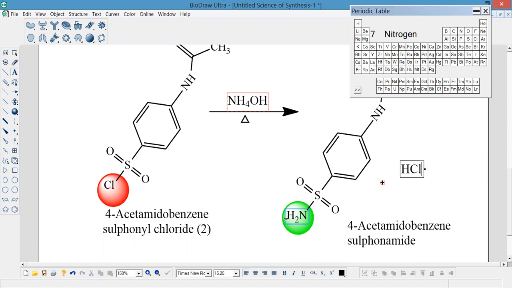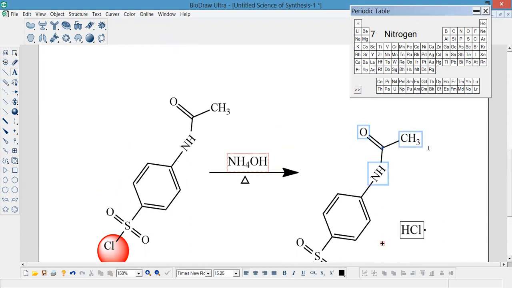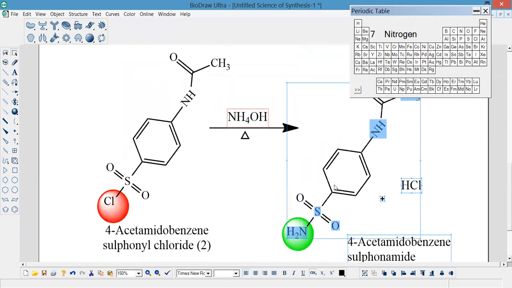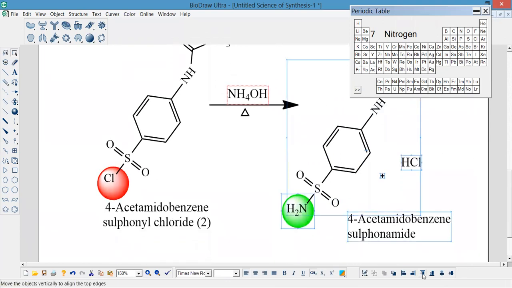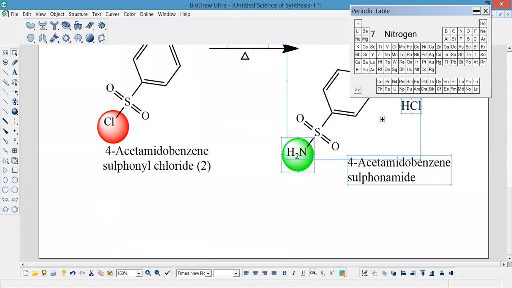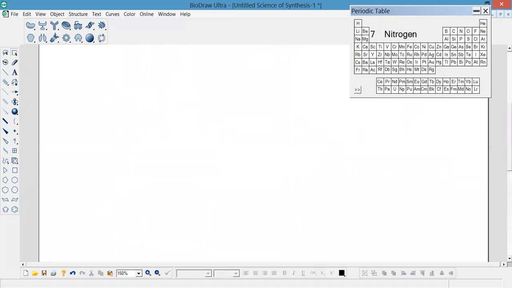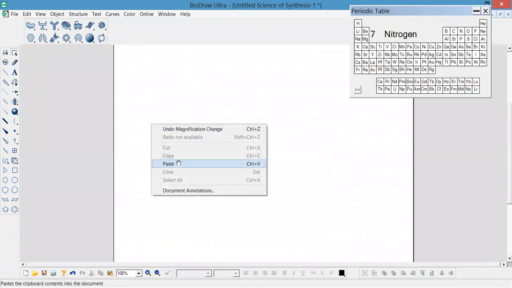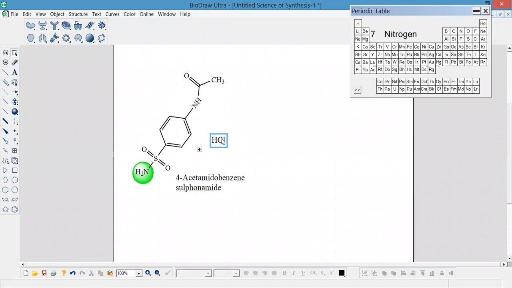Now the third step of synthesis of sulfonamide is acid hydrolysis to produce a sulfonamide. There is acid hydrolysis of this acetyl group. First I select this compound, and then copy paste for further reaction like this. Now paste here with this group, and then there is an acid hydrolysis.